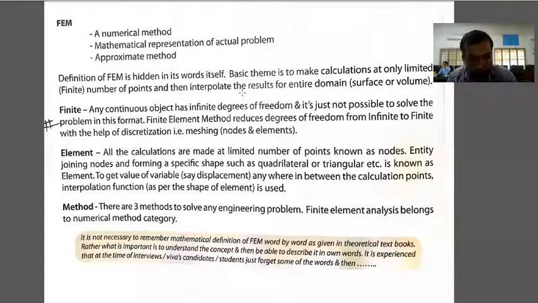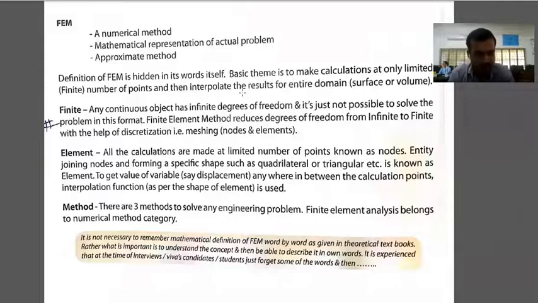So what do we mean by the word finite? Any continuous object has infinite degrees of freedom. Actually, we have gone through this. Any continuous or real life problem has infinite degrees of freedom, because it includes an infinite number of points. At one point there are 6 degrees of freedom, so the total number of equations becomes infinite times the degrees of freedom per point. So 6 into infinite becomes an infinite number of equations, and it is not possible to solve such a problem in this format. So the finite element method, FEM or FEA, will reduce the degrees of freedom.